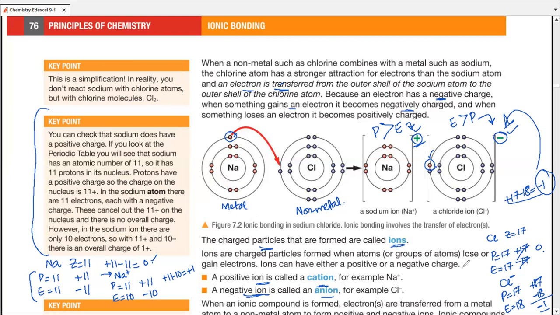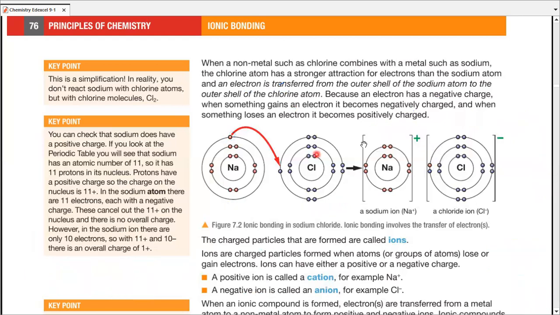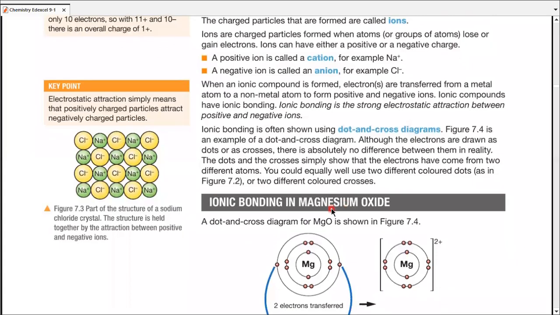Atoms can lose more than one electron. They may lose two electrons, they may lose three. In a similar way, they may gain two electrons, they may gain three. Then the charges are going to be different. All right. But then they are always assumed as ions, and ions mean an imbalance of electrons and protons.